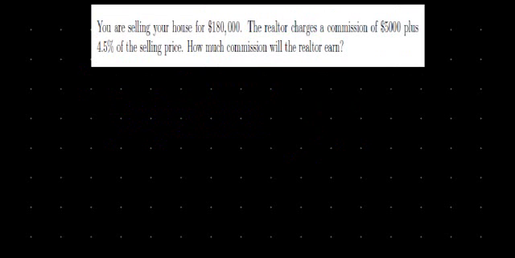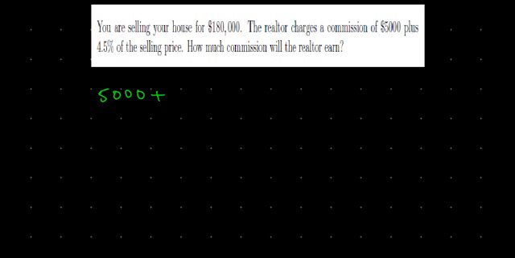One more problem here. We're selling a house for $180,000. The realtor charges a commission of $5,000 plus 4.5% of the selling price. How much commission will the realtor earn? So we know they get the $5,000 up front, plus they get 4.5% of the selling price. Note, this is not increasing or decreasing. This is just whatever 4.5% of that selling price is how much they earn.